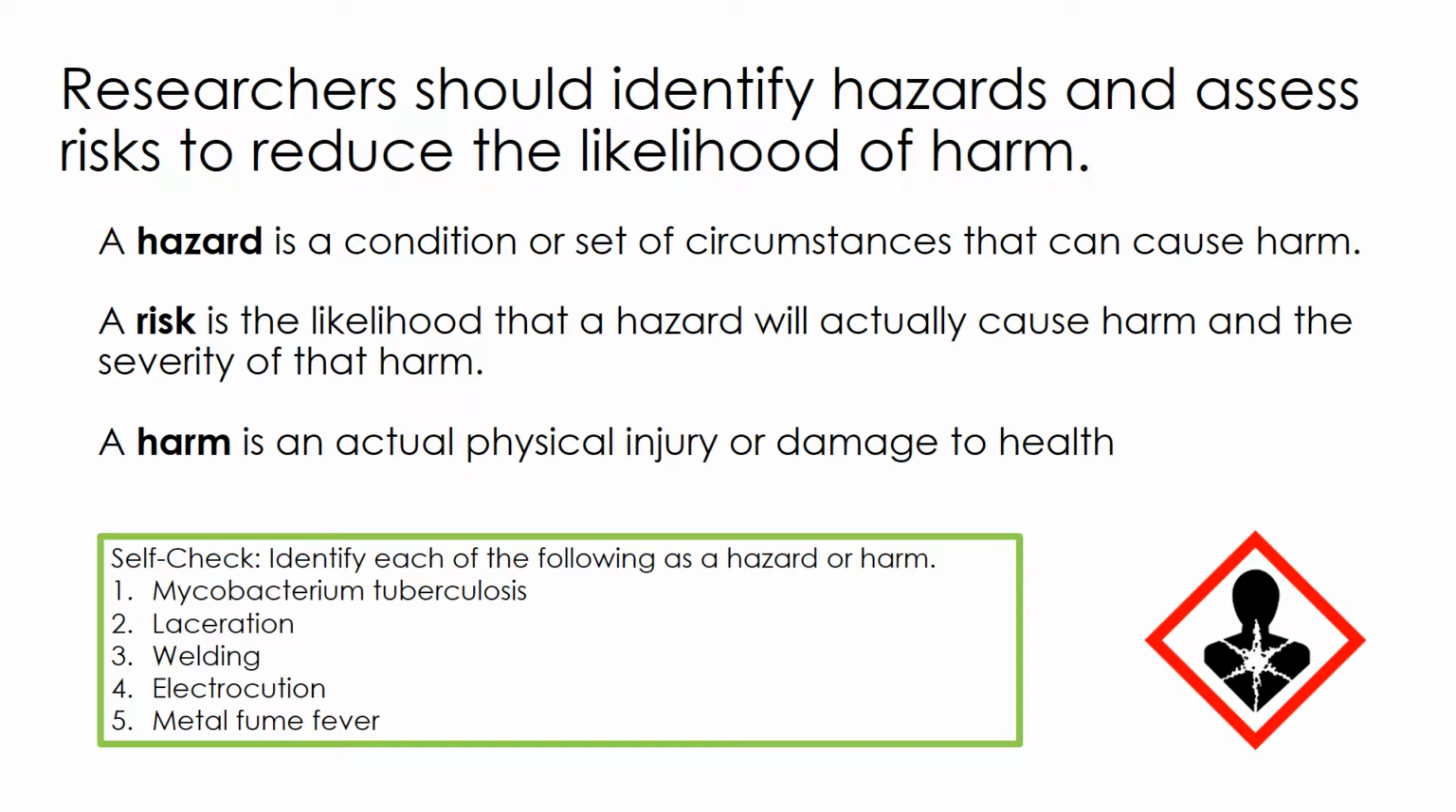Researchers should identify hazards and assess risks to reduce the likelihood of harm. A hazard is a condition or a set of circumstances that can cause harm. In other words, this is potential for damage or harm. A risk is the likelihood that a hazard will actually cause harm and the severity of that harm. And a harm is an actual physical injury or damage to health.